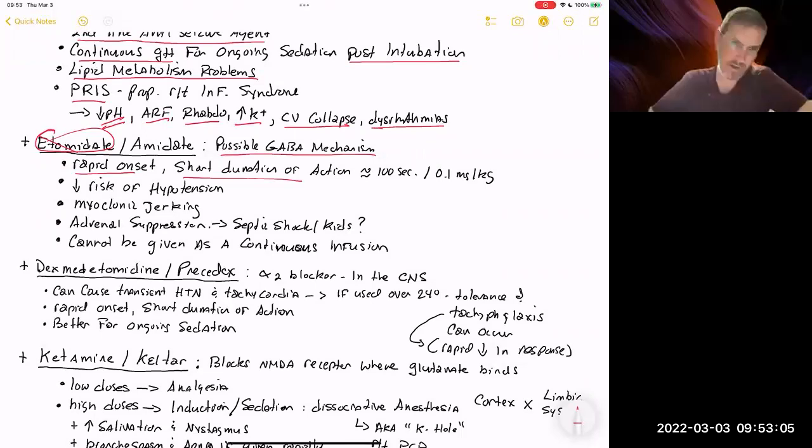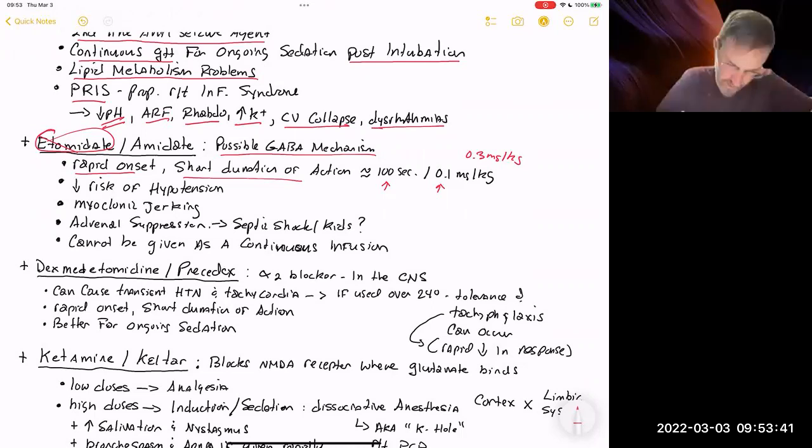you can reliably get about 100 seconds of unconsciousness for every 0.1 milligrams per kilogram that you would give, and we would generally give about 0.3 milligrams per kilogram. So you'd get about 300 seconds of unconsciousness, or about 5 to 7 minutes of unconsciousness with a dose of etomidate, which was about the same period of time that a certain paralytic that is commonly used called succinylcholine would last.